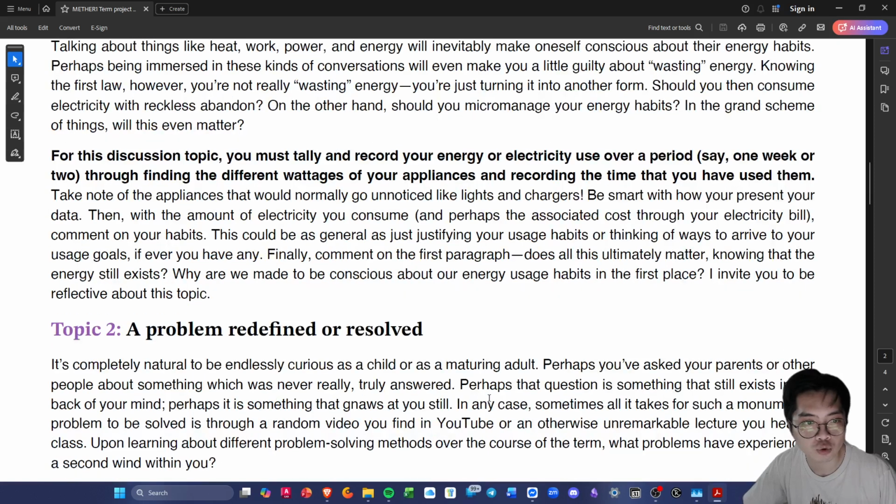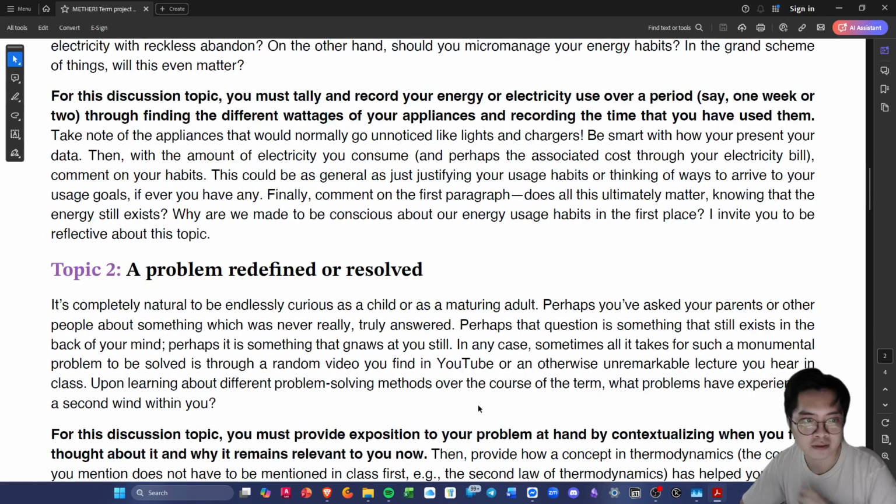Okay? Topic 2, a problem redefined or resolved. It's completely natural to be endlessly curious as a child or as a maturing adult. Perhaps you've asked your parents or other people about something which was never really truly answered, right? Maybe the answers they tell you are just like, well, it's like that. Or, well, it's meant to be that way, right? I understand it's very frustrating. Sometimes I give answers like that, which is a bit frustrating for me as well because now that I think about it, why are things the way they are? Right? Perhaps that question still exists in the back of your mind. Perhaps it is something that gnaws at you still.